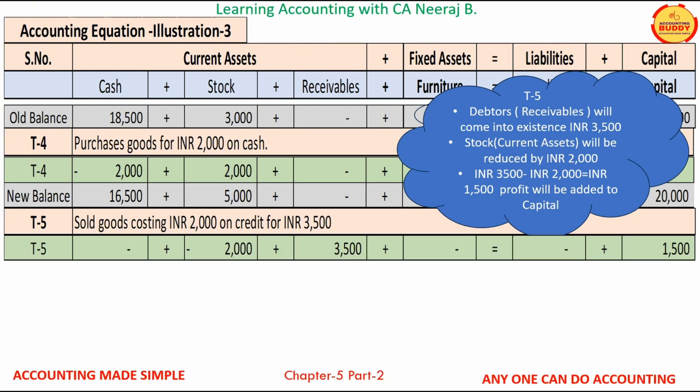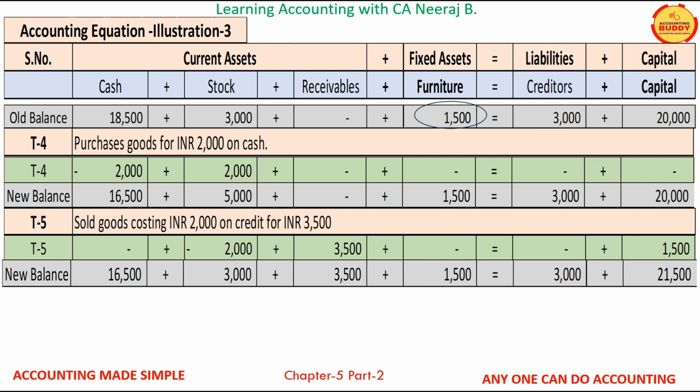Two accounts, receivable and stock, being the asset accounts, will affect the left hand side of the accounting equation and the equity will affect the right hand side of the accounting equation. On the asset side, receivables will increase by 3,500 because the goods are sold on credit. Stock with 2,000 will be reduced, again on the asset side, being the amount of cost of goods sold. The third effect will result in an increase in the equity by 1,500, being the profit of the transaction.